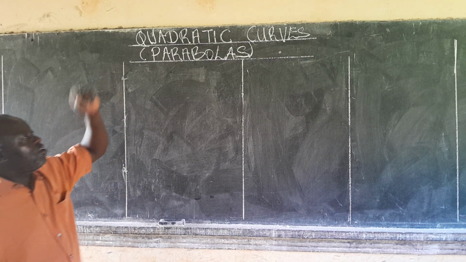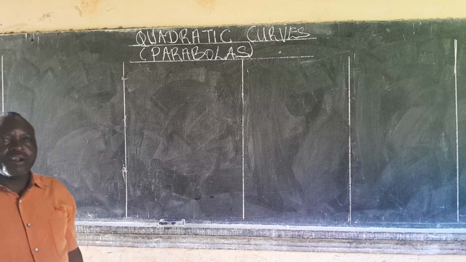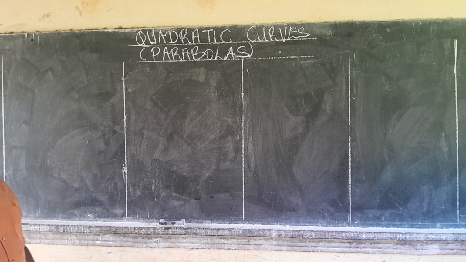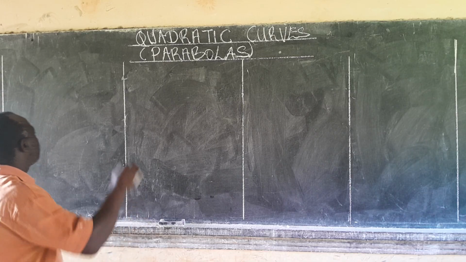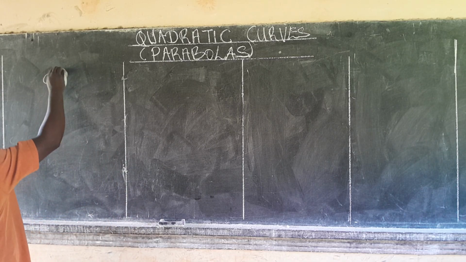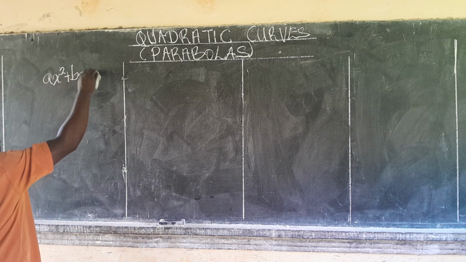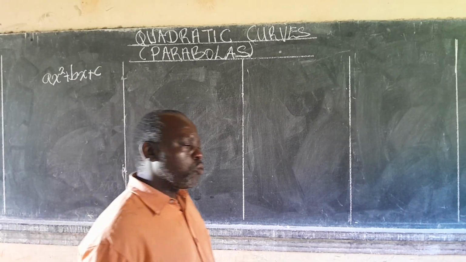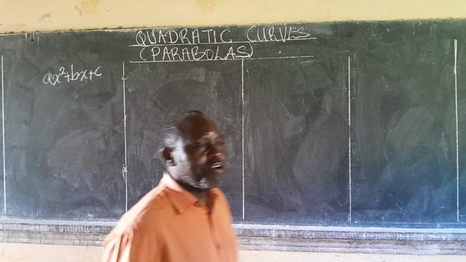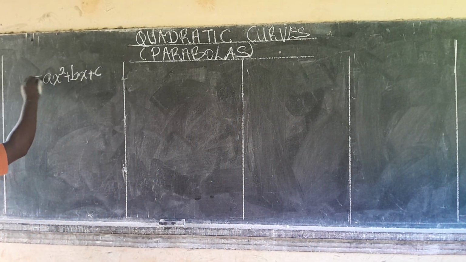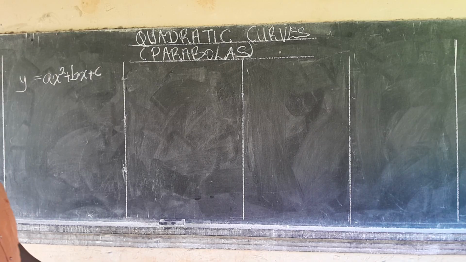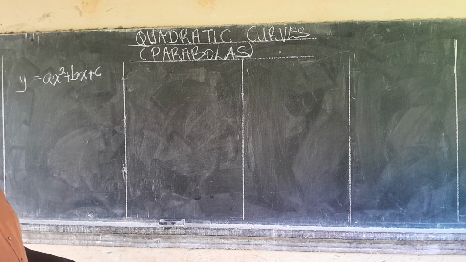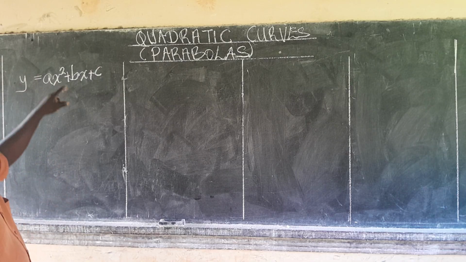Today we are talking about quadratic curves or the parabolas. When we refer to the quadratic curves or the parabolas, we have to go back to our mother quadratic equation, which is ax squared plus bx plus c. That is our mother quadratic equation. But when it comes to sketching the curves, this one is equated to y. What does that mean? It means that we shall be plotting coordinates x against y. We shall get the values of y and the values of x.